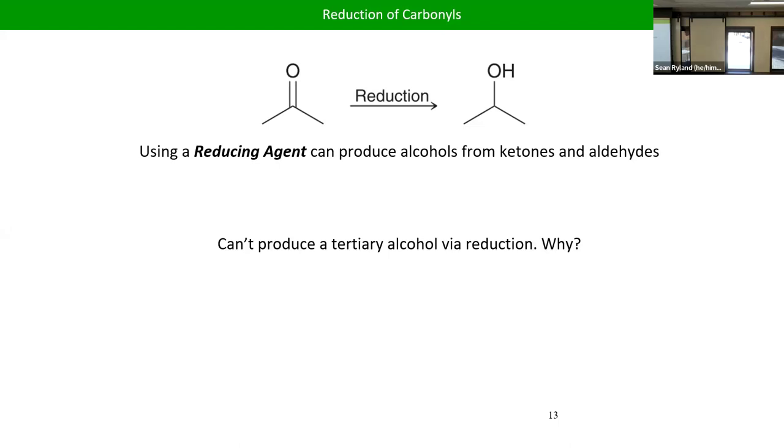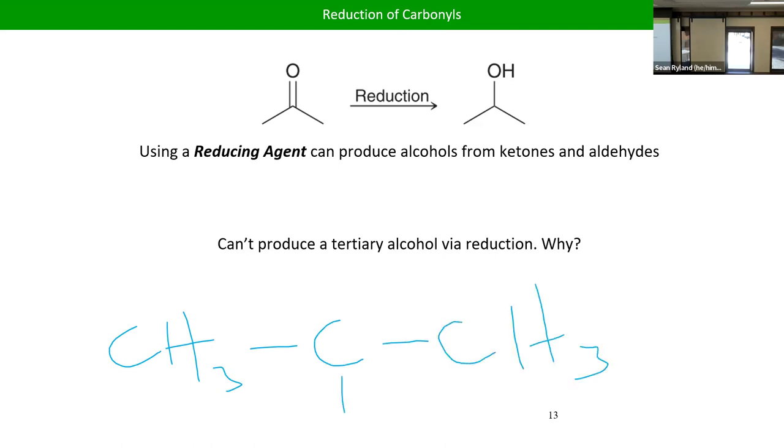You can't make a tertiary alcohol that way, though. Why not? What would a tertiary alcohol look like? T-butyl alcohol, right? What would the ketone look like that you would have to use to get that? Couldn't make it, there'd be five bonds, right? So you can't have a tertiary carbonyl, which means you can't make a tertiary alcohol this way. There's a way to do it, but it involves adding carbons and changing the carbon structure. We'll talk about it in a minute.